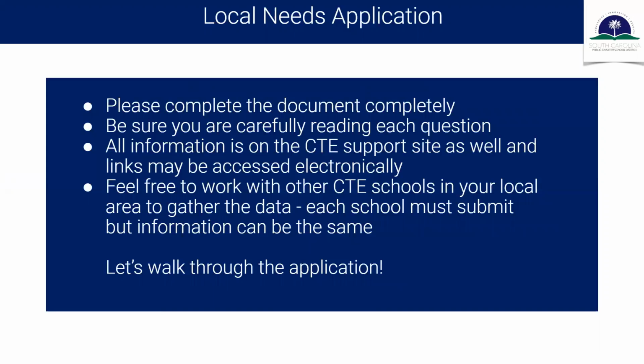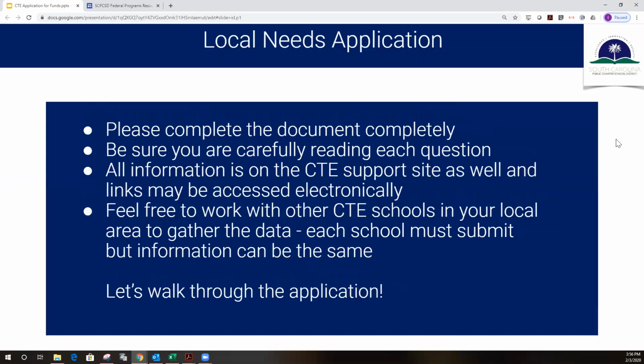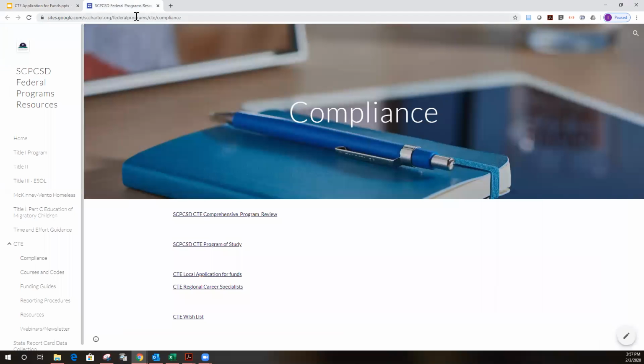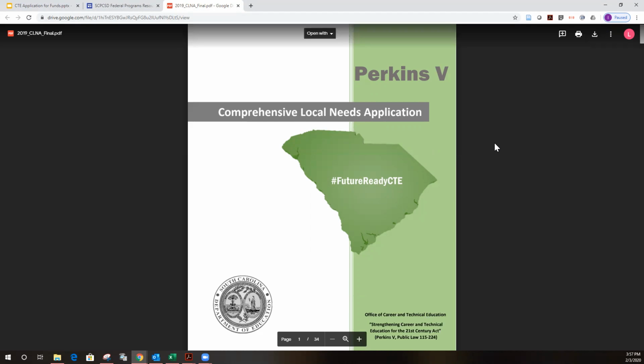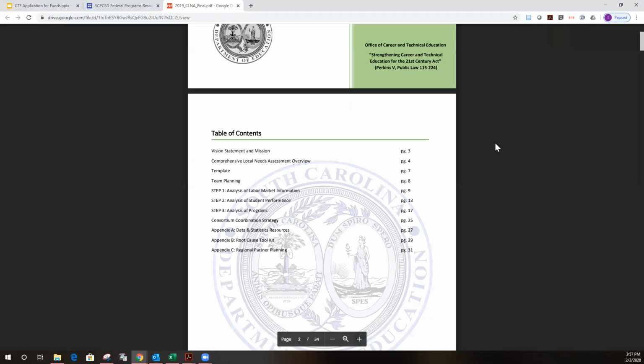So let's take a minute here and look at this application and go through it. You can see here, this is our CTE site. It's on the Federal Programs Resource. It's a good way to show you. If you look here, you'll click the local application for funds. Now we're going to go into this a little bit and just review it quickly on what you need to complete. So here you see the first page, the table of contents.